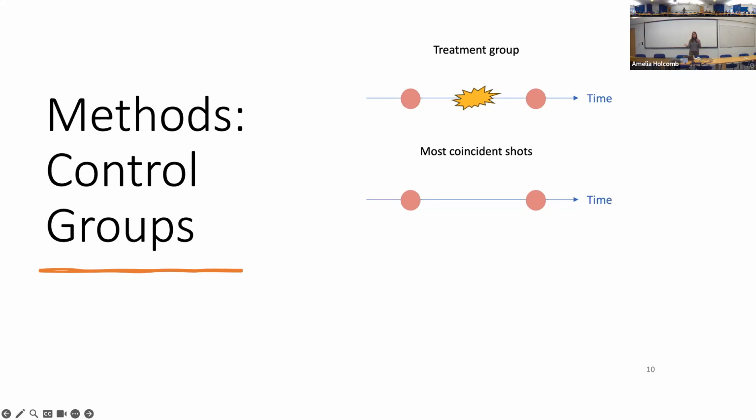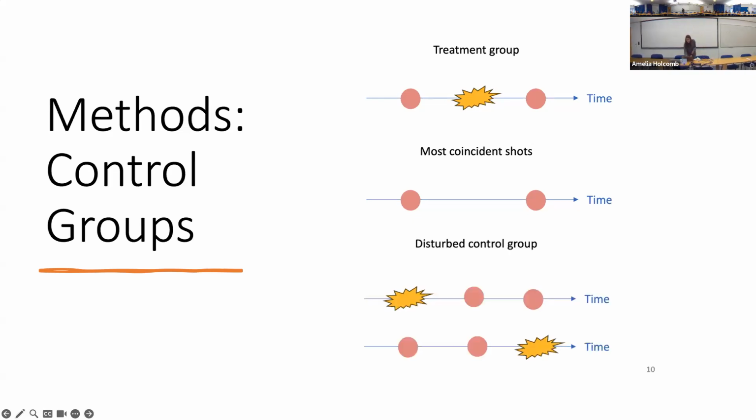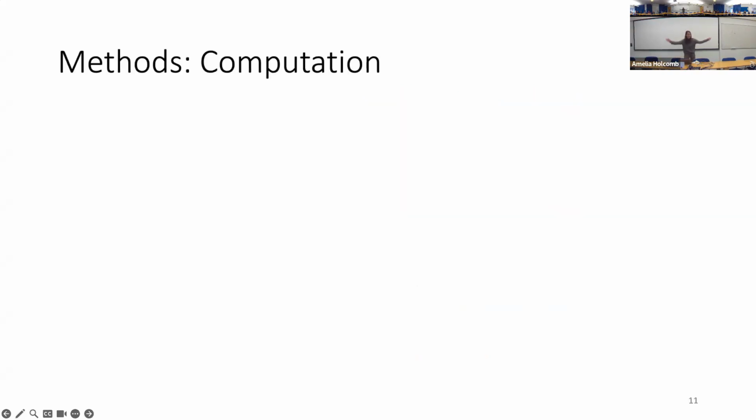And so this control and the treatment group aren't exactly comparable. So to deal with this, we created a disturbed control group. So these are shot pairs in a place that does experience disturbance, just like the treatment group. But the only difference is that GEDI didn't happen to measure that change. So either the 2 shots fell before the disturbance or the 2 shots fell after the disturbance. Okay, so far so good.